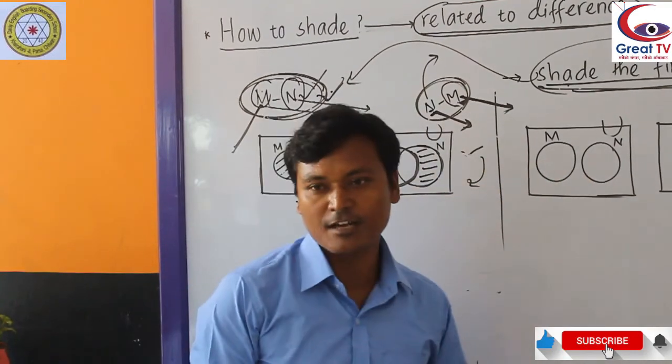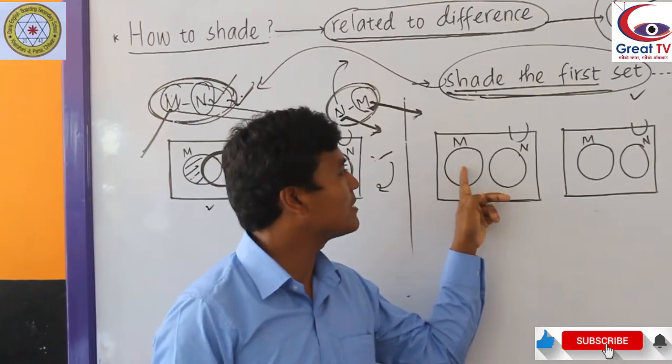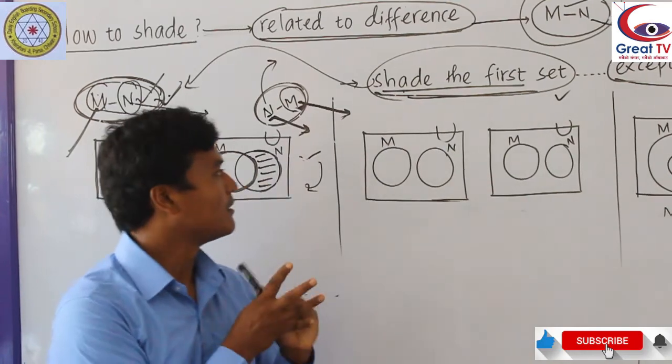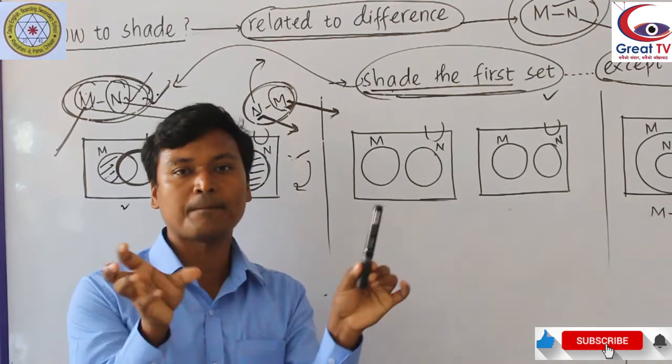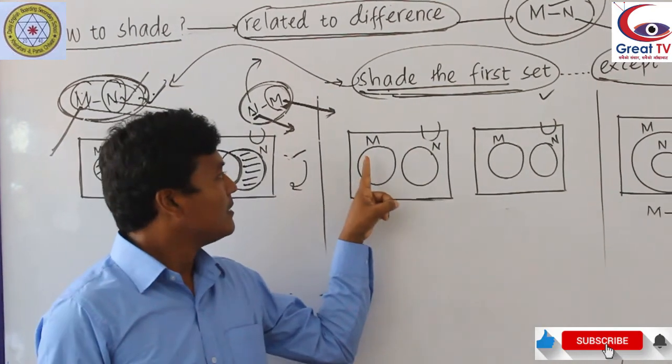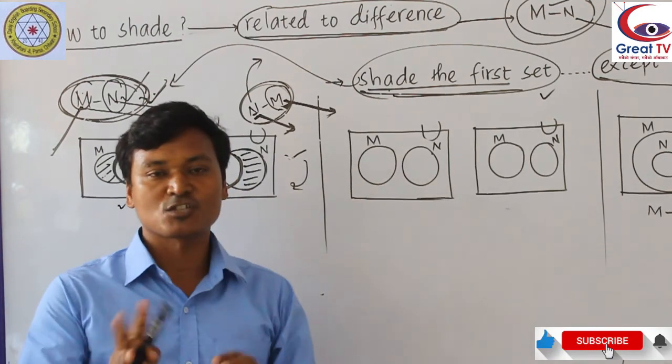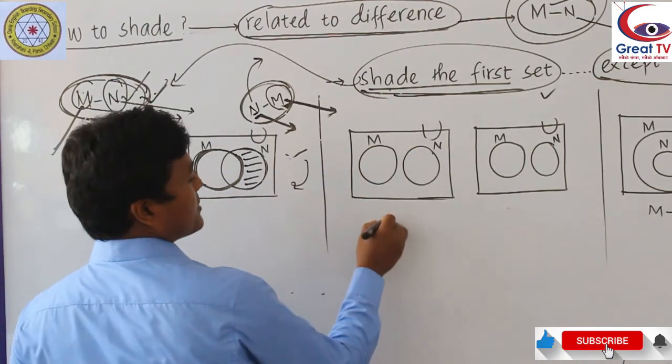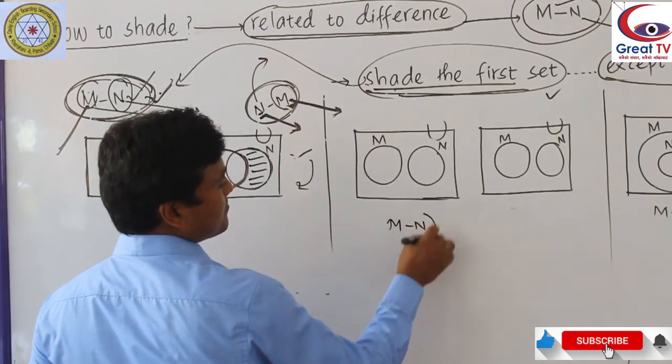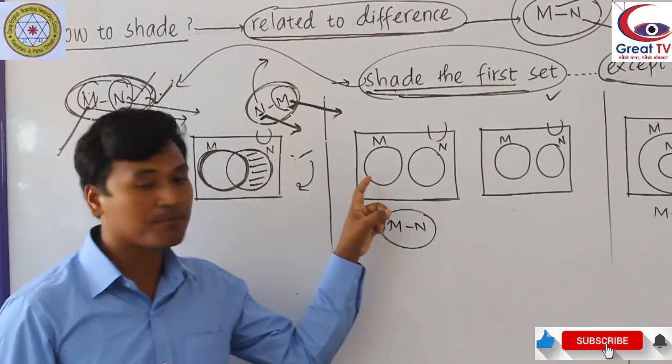Okay, let us talk about the second item. Here, you can easily see the two sets are drawn separately. That means they have no overlapped parts. That means they are disjoint sets. Okay, let us check how to shade the set difference in this type of Venn diagram.